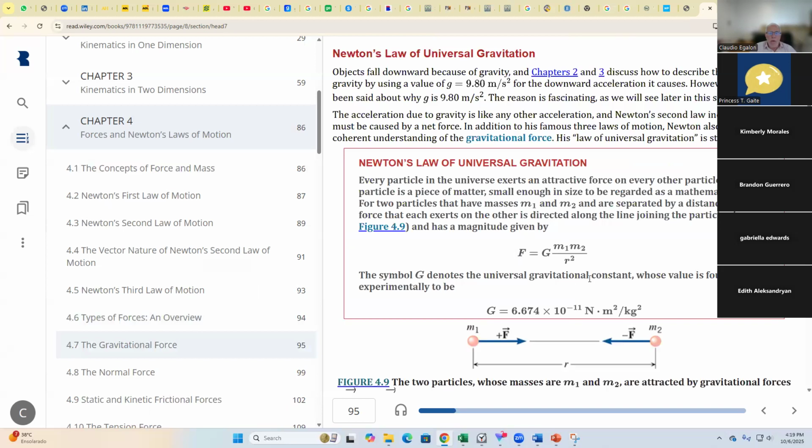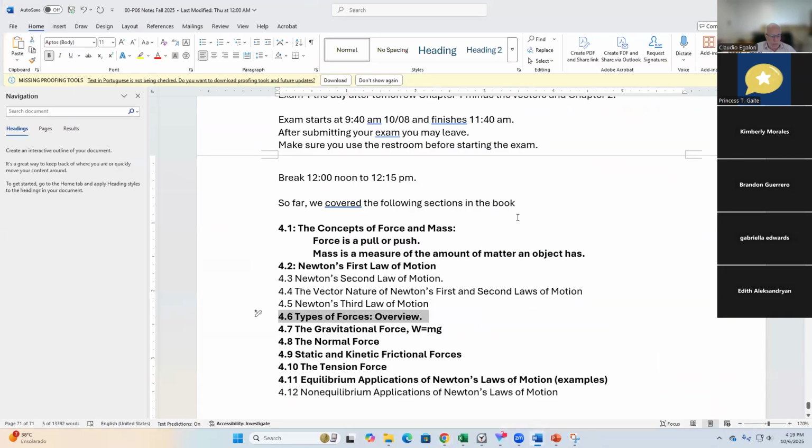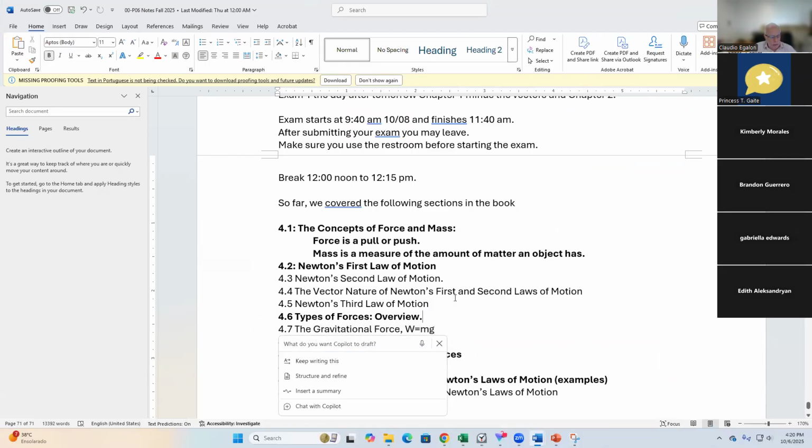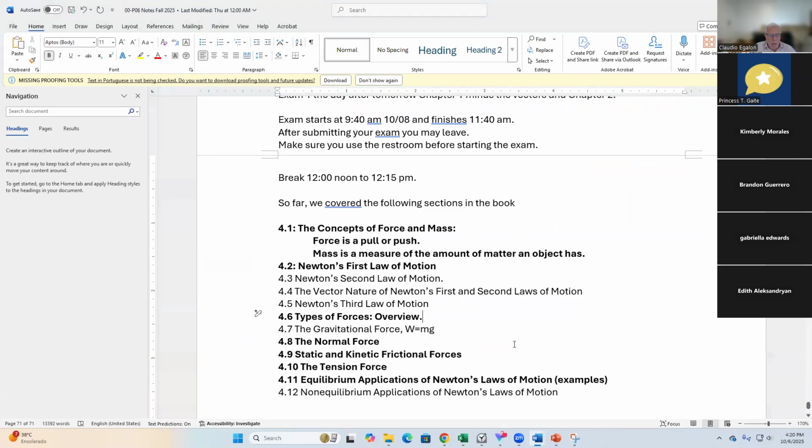Gravitational force: I introduced only that weight is equal to mg, but there is another part of the gravitational force that I didn't talk about yet, but I will. Normal force we covered. Static and kinetic frictional forces, I covered only part of it, not completely everything. The tension force, I covered. Equilibrium applications of Newton's laws of motion, I did some examples.